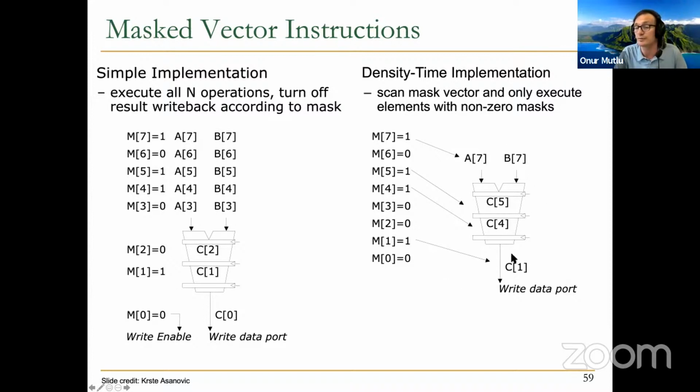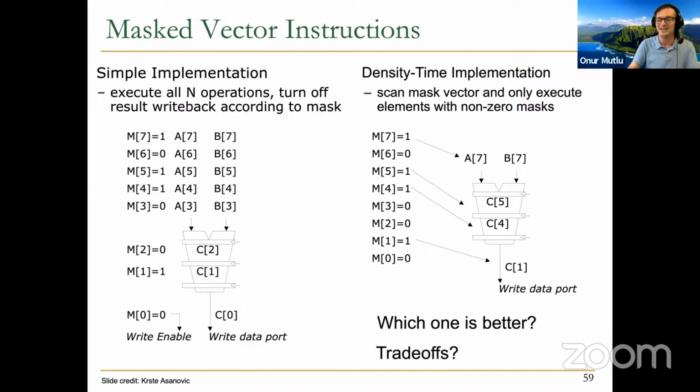Here, basically, your functional unit is busy only for those elements you're supposed to be executing on, right? It's not busy for those elements that you're not supposed to be executing on. You figure out by scanning the mask register what you should really be executing on. Okay, I kind of answered which one's better and the trade-offs. Clearly, you need to spend some time early on to scan the mask vector over here. You don't need to do that over here.